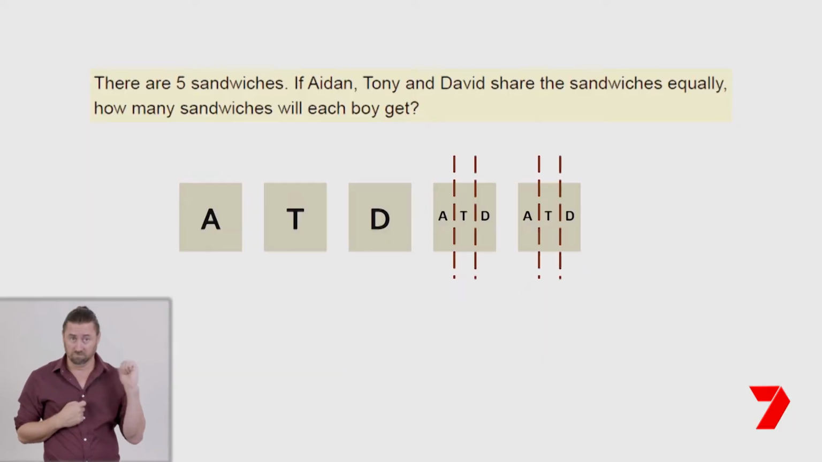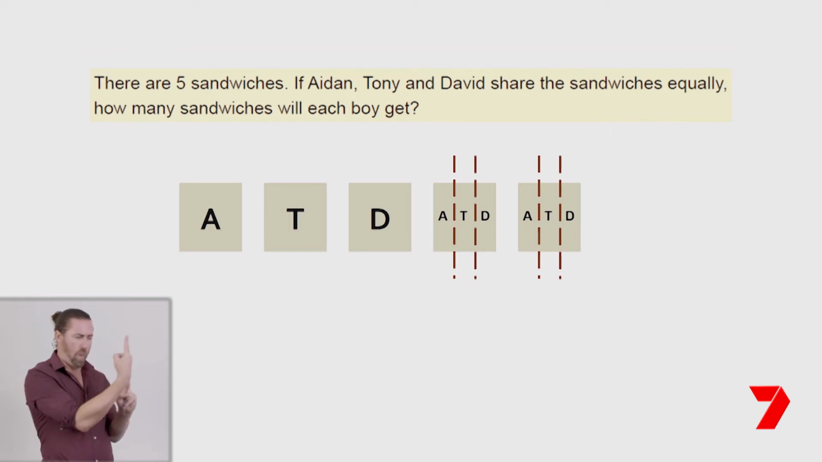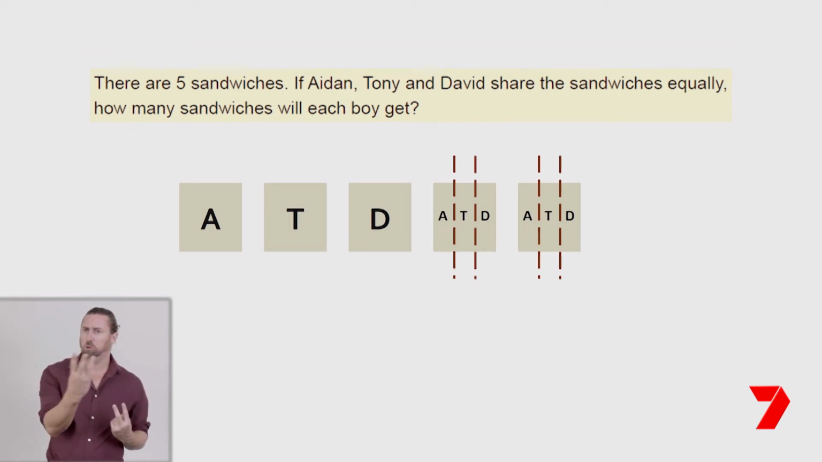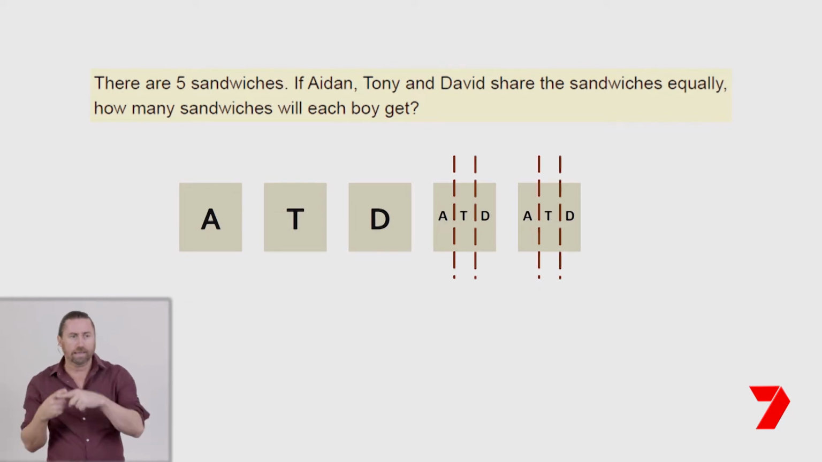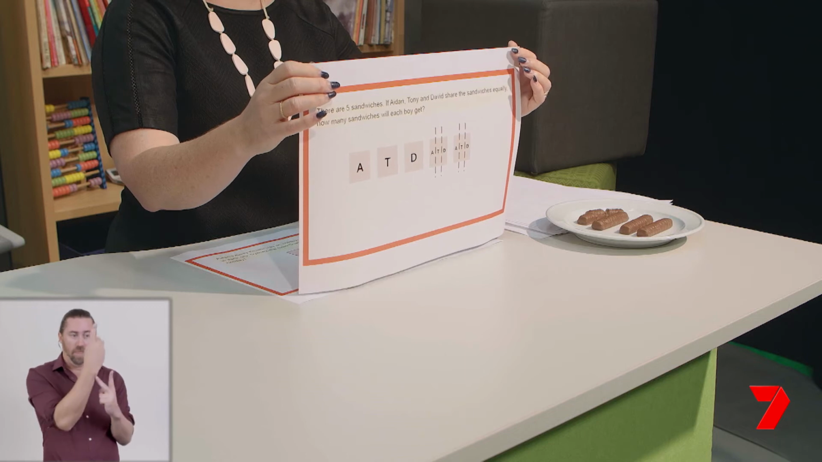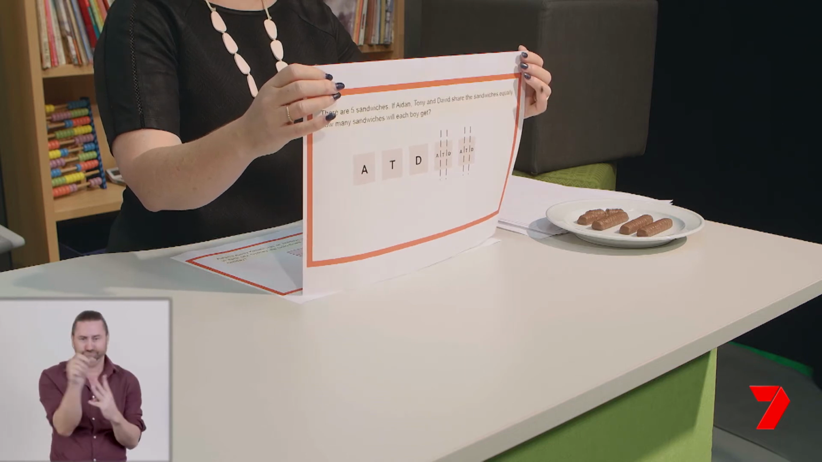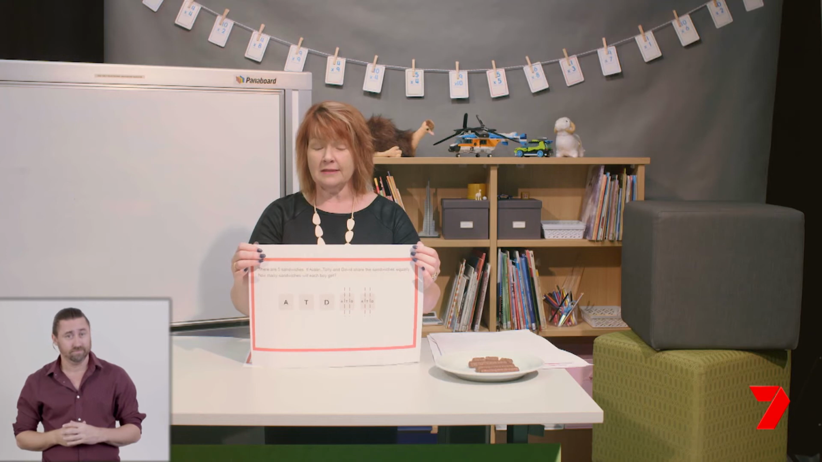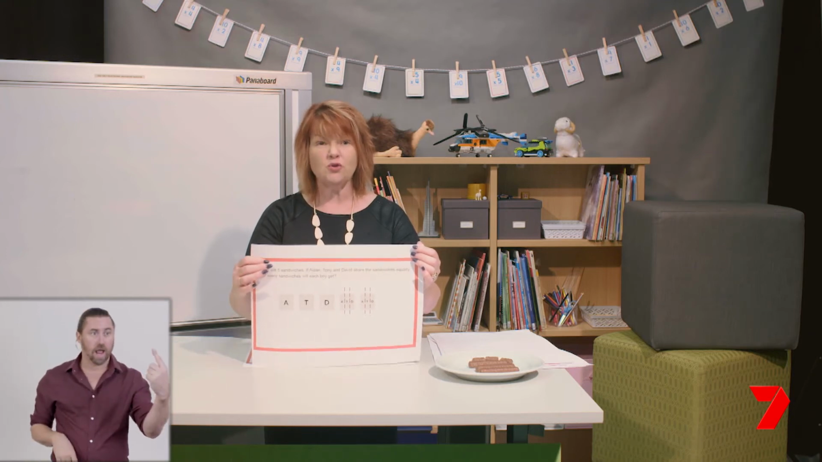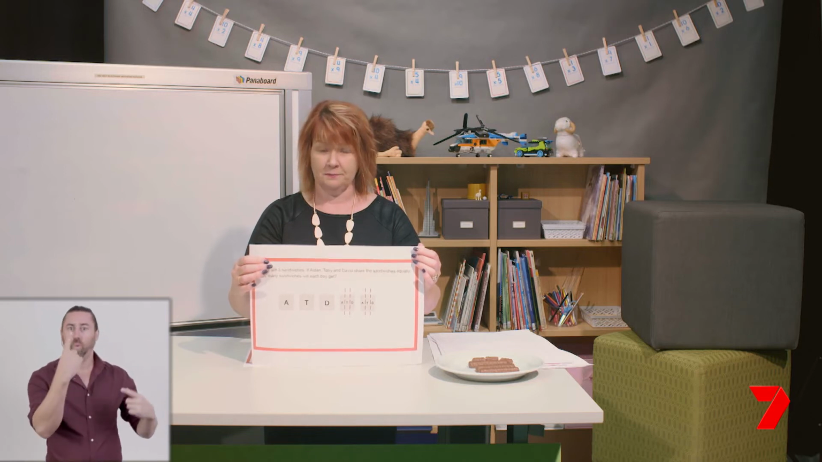I can see that Aidan, Tony and David will each get 1 whole sandwich, but I have to share the remaining 2 sandwiches between the 3 boys. So I'm going to split each sandwich into thirds so that each boy gets an equal piece, like this diagram. Now I can see that each boy will get 1 and 2/3 sandwiches. Okay, here's our last problem.